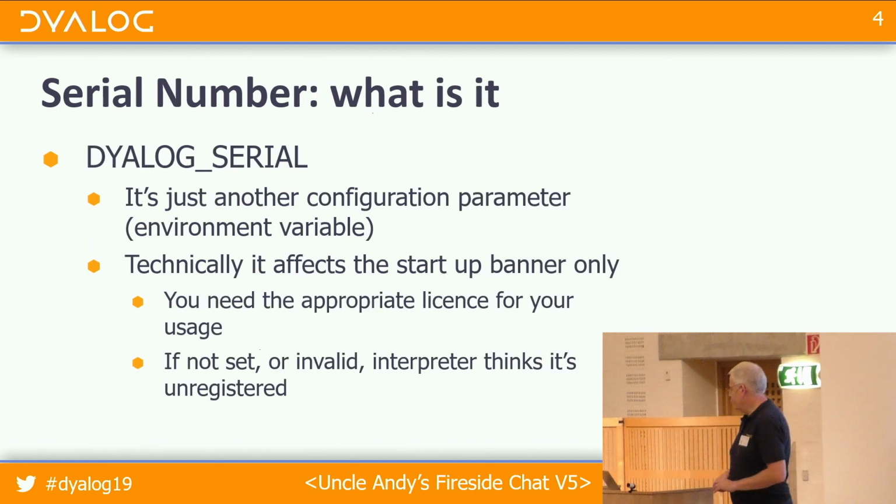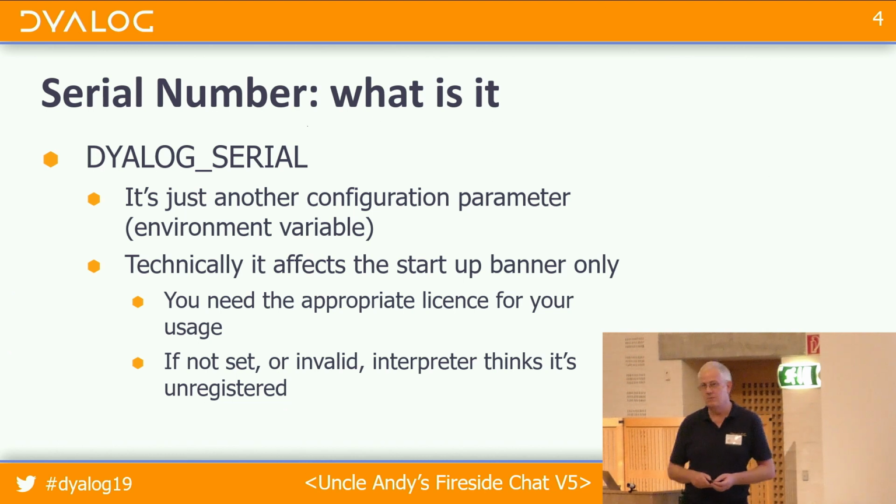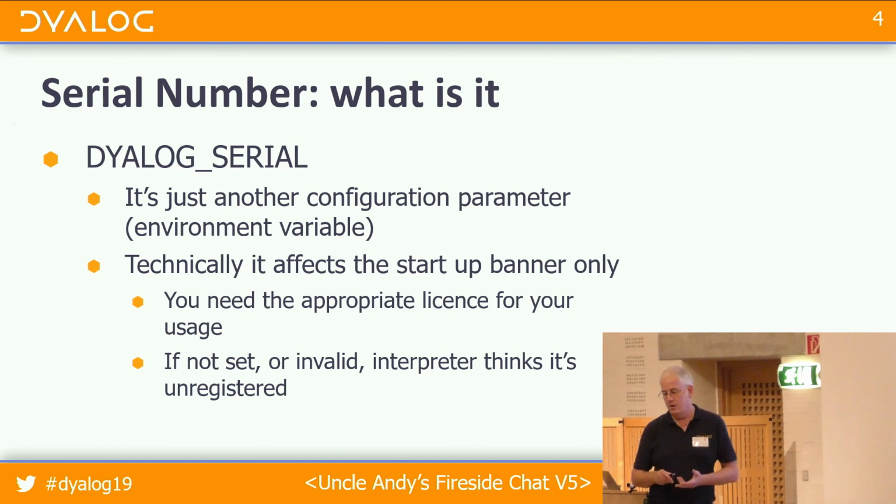So, serial numbers. What is it? Well, it's a configuration parameter, what we usually call things on Windows, or an environment variable. It's just like any other one, so that's the end of my presentation. Strictly speaking, it affects the startup banner only. There is no functional difference between an unregistered, registered, or commercial edition version of Dyalog APL for each platform.